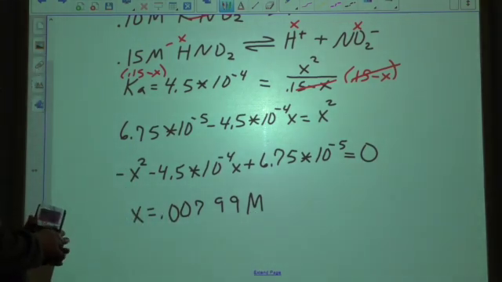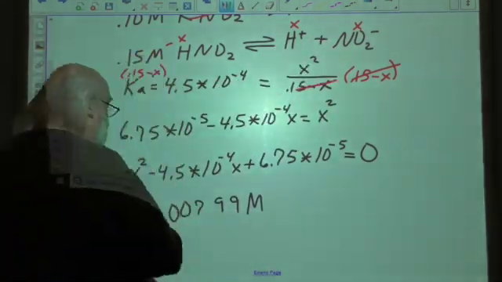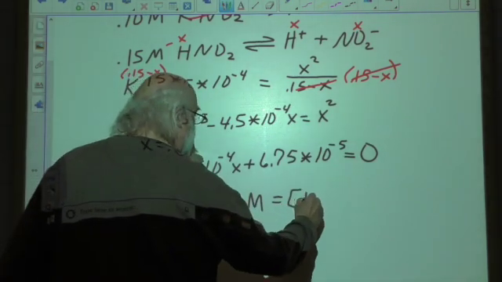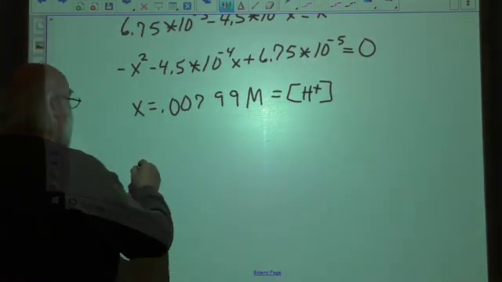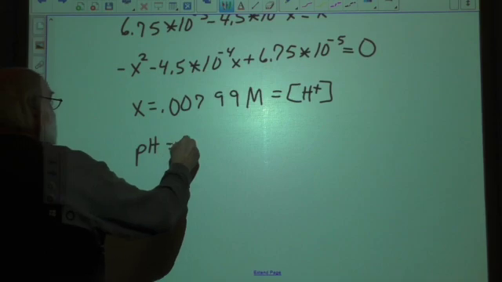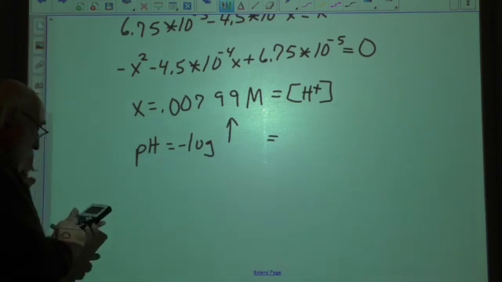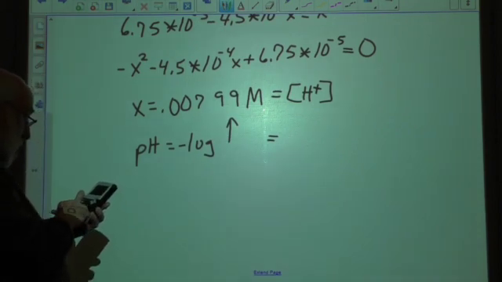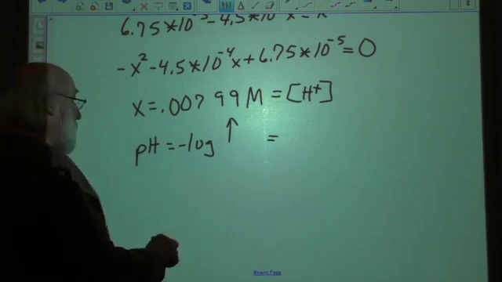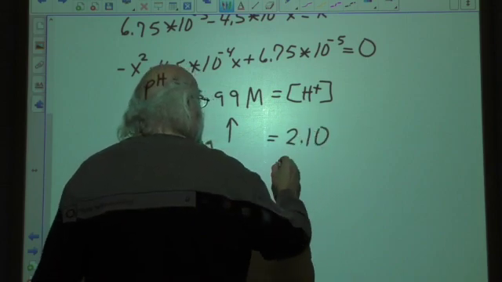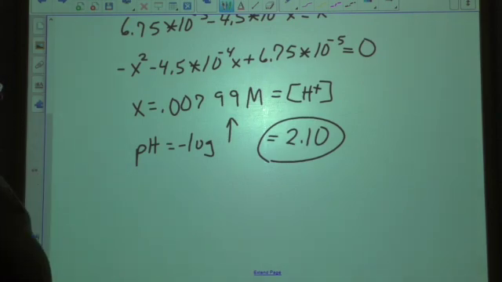Now, what does that X represent? Well, you can see right here. X represents H positive. So that's the concentration of H positive. Why is that important? Because that's how you find pH. pH is the negative log of H positive, which is that number right there. So I get second log, second answer, and I get 2.10. And there's your pH of the solution. Okay? That's one way to do it.